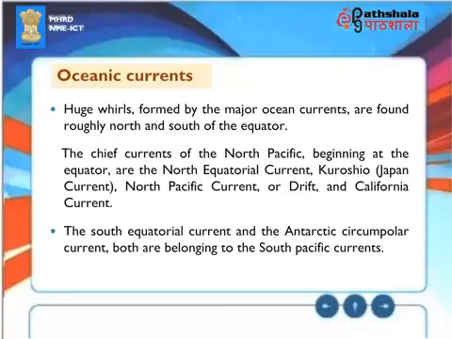Oceanic currents. Huge whirls formed by the major ocean currents are found roughly north and south of the equator. The chief currents of the North Pacific, beginning at the equator, are the North Equatorial Current, Kuroshio Japan Current, North Pacific Current or Drift, and California Current. The South Equatorial Current and the Antarctic Circumpolar Current both belong to the South Pacific currents.